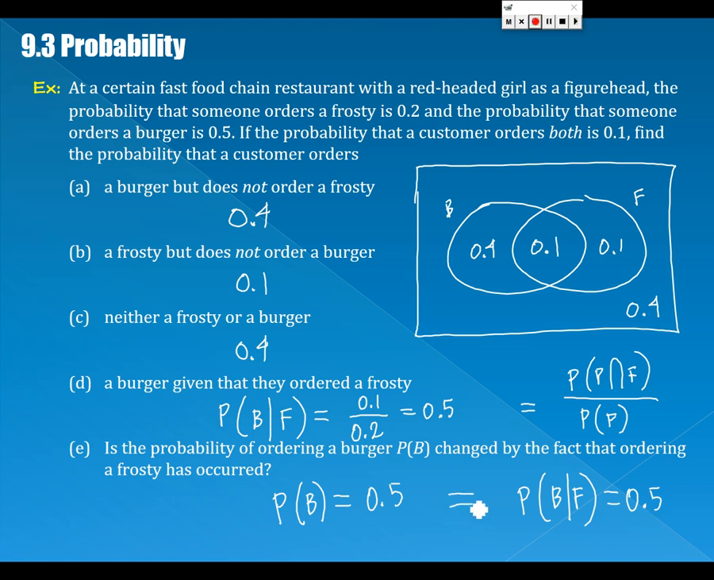If that happens, if these are equal, then we call these events independent events. That is, if introducing the fact that you had a Frosty makes no difference at all on the probability you had a burger, then we call these independent. And that's the word we've already been using today, but we now have a formal way of saying it. B and F are independent if the probability of B is equal to the probability of B given that F occurs. I hope that makes really good real-world sense.